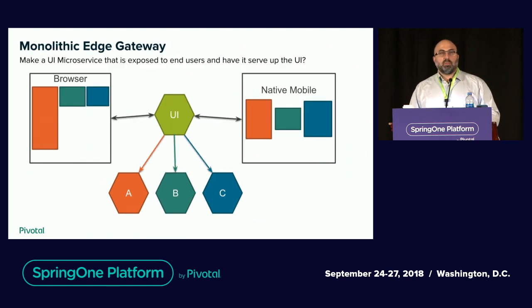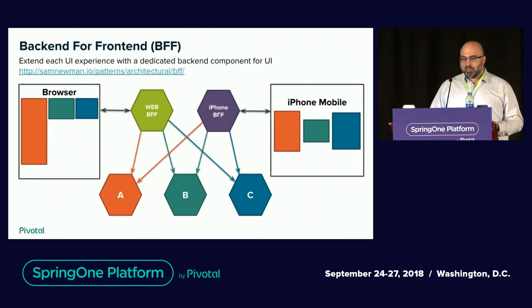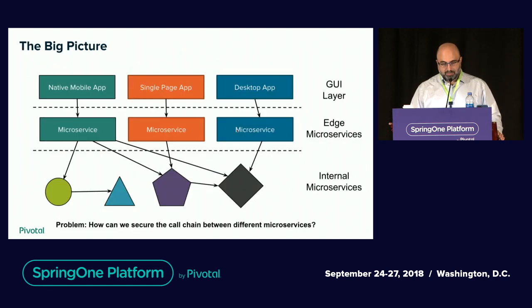But that has its own problems, because when you change something because the browser needs a field, you have to regression test the native mobile app to make sure you didn't break it. And so there's a pattern called the Backend For Frontend. In this situation, if I have an iPhone mobile app, it would have an iPhone Backend For Frontend, which would coordinate access to the microservices that the iPhone mobile app requires. And you have the browser one that would do that.